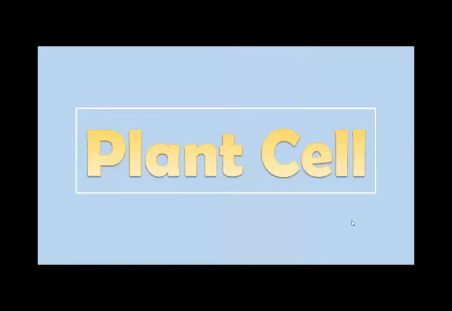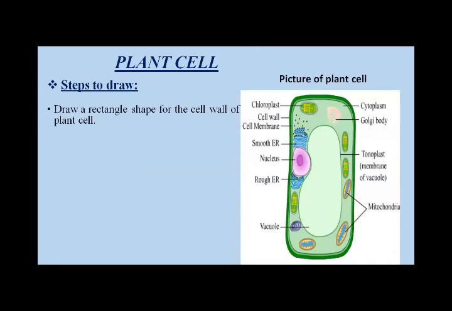This is the plant cell. The plant cell is a very important cell in your syllabus. We will draw this diagram by using a microscope. We will not see this with the naked eye. This is a microscopic structure. How do we draw it? First, observe the diagram, and then we will draw step by step.